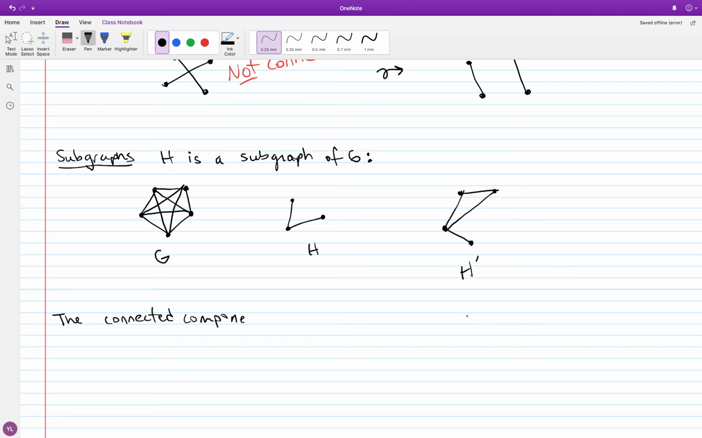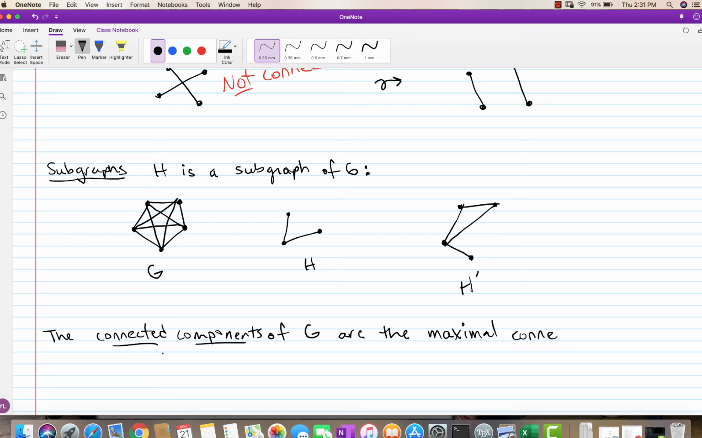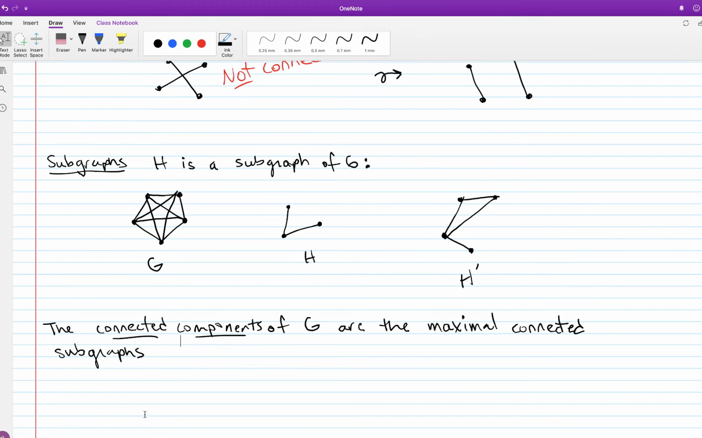Okay, now let me introduce the notion of connected components now that I have the notions of connected and subgraphs. So if you look at any G, it might be connected, it might not be connected. The connected components are the so-called maximal subgraphs. So they're like the chunks of G that are connected. So again, by way of example, let me show you what I mean by this.